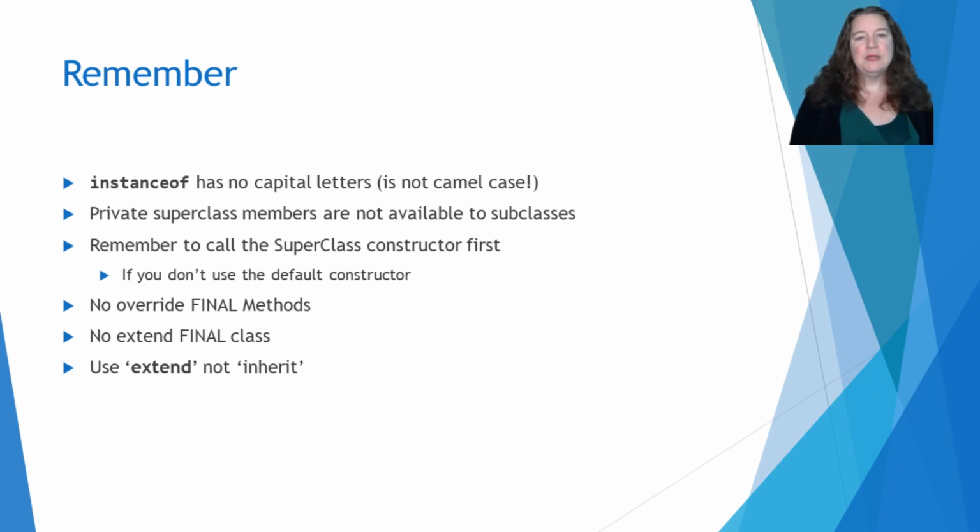Private superclass members are not available to subclasses. You have to make them protected if you want the subclass to see them. Remember to call the superclass constructor first, super with the open and close parentheses. If you don't make your own constructor, the default constructor provided by the compiler will do it automatically. But if you make your own constructor, make sure you always call that super constructor first. You can't override final methods, and you cannot extend final classes.